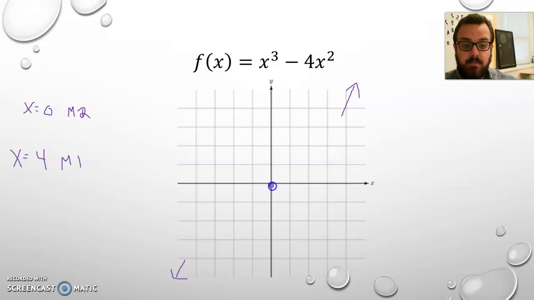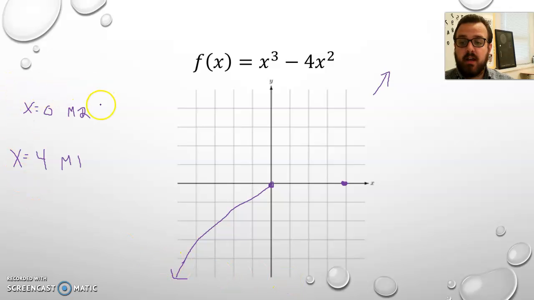So I have 1 at 0. I have 1 at 4. And now I'm going to play a game of connect the dots. Here's how this works. I'm going to start with my left arrow here, and I'm going to connect it to my first root, until I get to that first root.